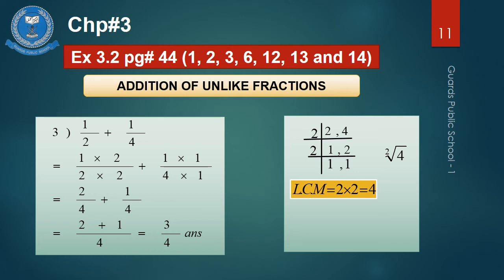Now see here in the rough work, that is 4 divided by 2, your answer is 2. And the second fraction denominator is 4 and LCM is also 4. So it is very easy. 4 ones are 4. You understand this?